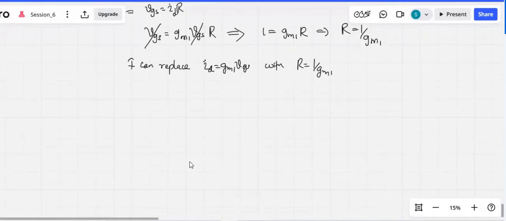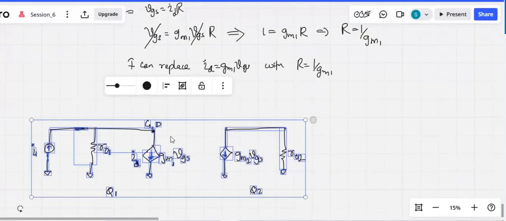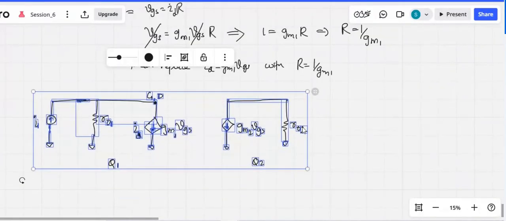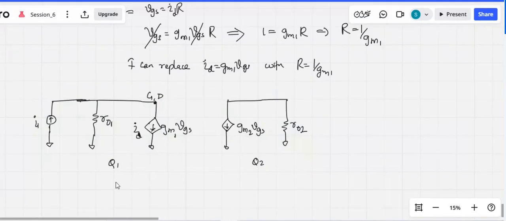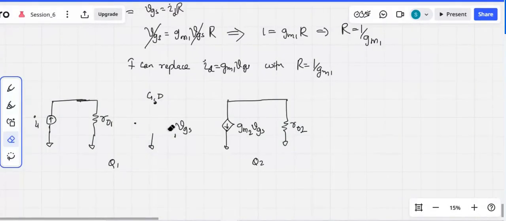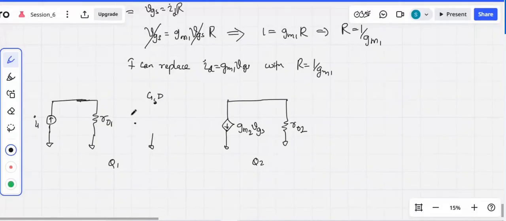So let me just copy this over here. And let me just replace this entire thing with the help of a simple resistor of value 1 by GM1. There you go. Rest all things I'm not going to touch, so I'm going to keep it as it is.